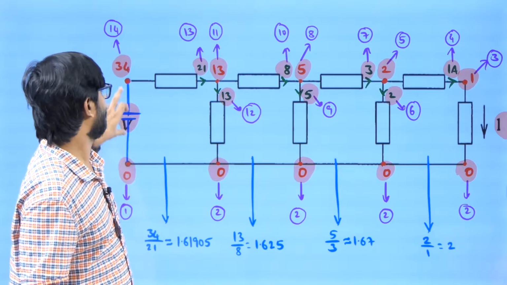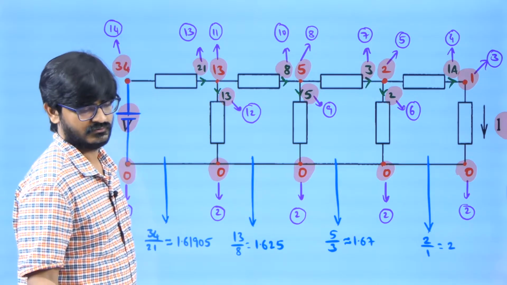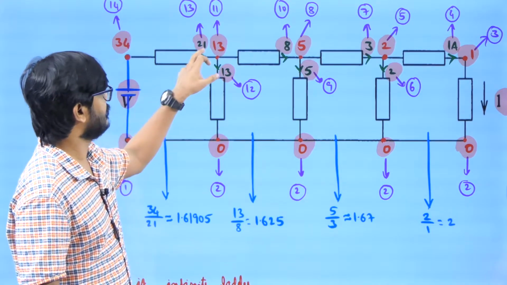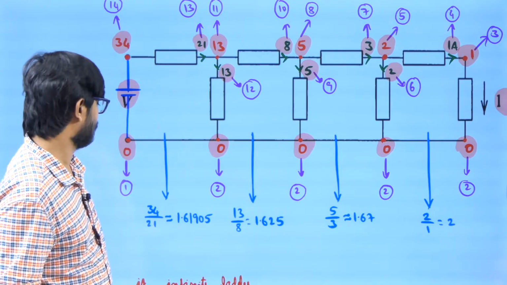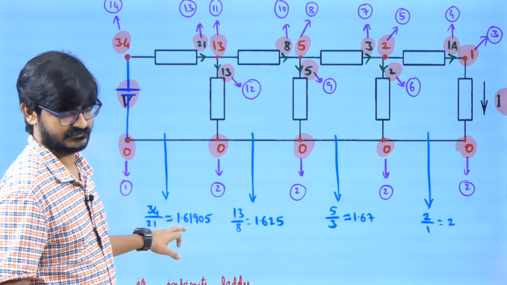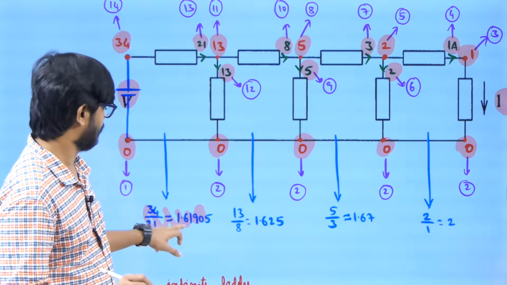So what is the battery value? Battery EMF is 34 volt. And how much current is it giving? 21. So what will be the equivalent resistance? Equivalent resistance is 34 by 21, which is almost this much. Right.